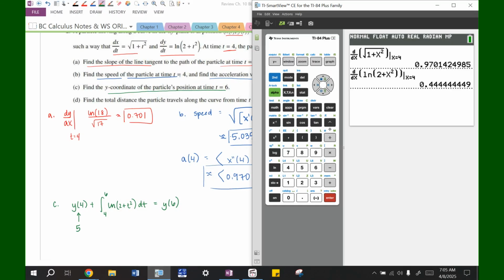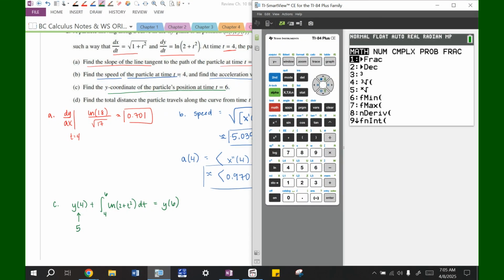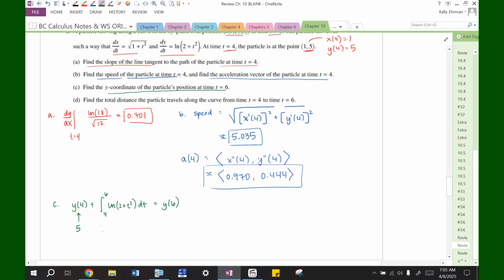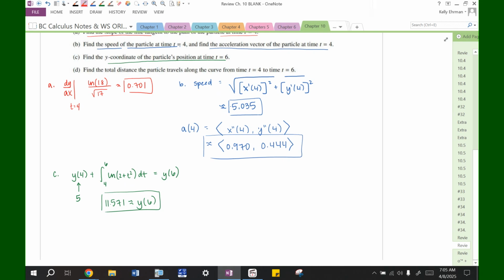So I'm going to put this in my calculator. The most common mistake is saying like 0 to 6 or something. That's why it's a good idea to write down what the time is for the position that they gave you. So 11.571 is y of 6. Remember, you have one of these parametric problems on the test and one of the polar problems on the test. So it should be pretty doable.